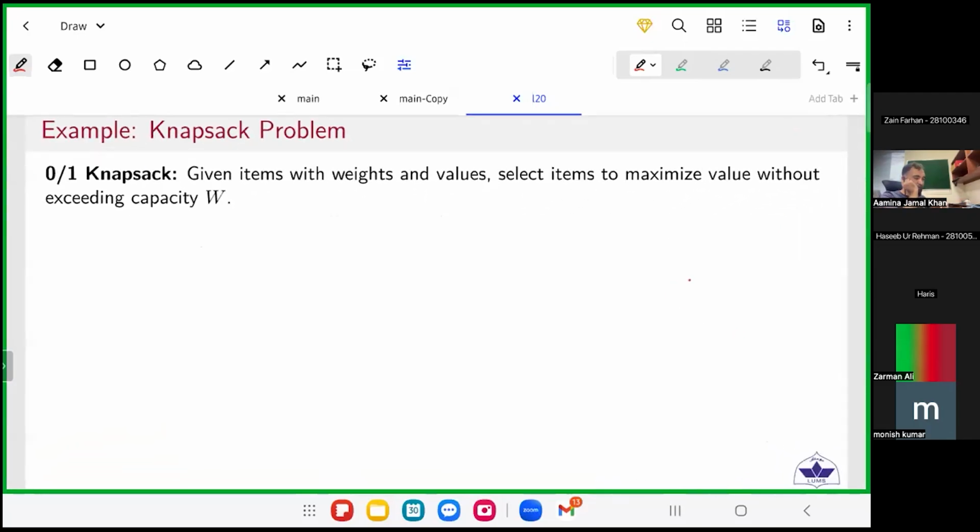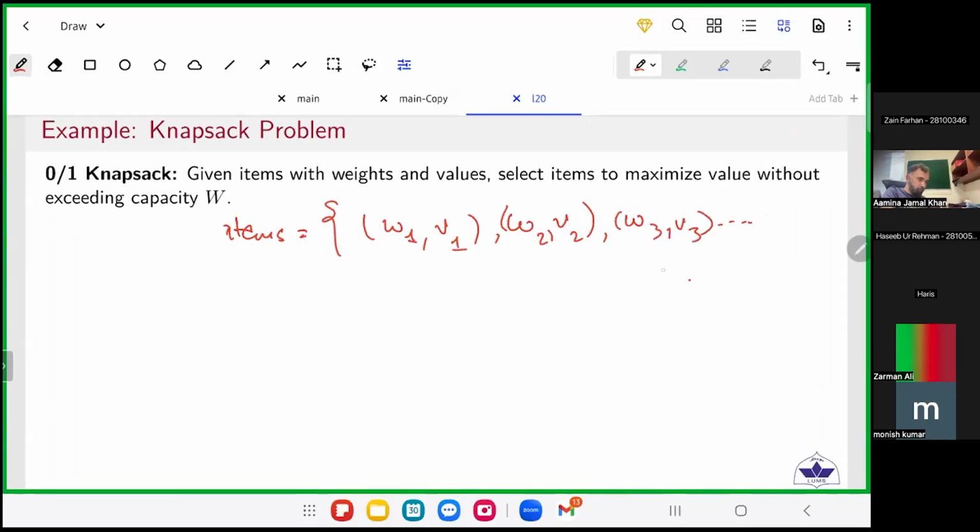So here's my problem. I'm given items with weights and values. Let's say I have an array of items, and inside this array I have weight 1 and value 1, and then weight 2 and value 2, weight 3, value 3, right? And then I have weight n and value n, okay? And after that I have the capacity. Capacity you usually denote with capital W or small w. Okay, so I have to figure out what I want to store in my DP. That's what we are looking for, right?